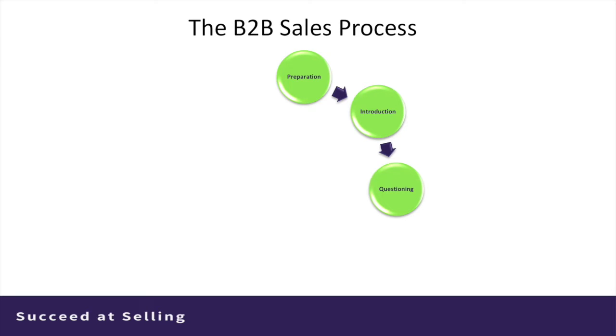Then next we have the questioning phase, where you need to be finding out your customer's pain, their problems, their needs, their requirements. And you have to do that before you move on to the 4th step of the sales process, which is the presentation phase. Now, these 4 steps are really important. Get these right and you will find the next couple of steps of the sales process a lot easier.